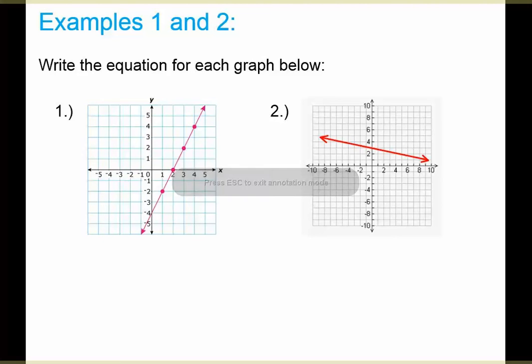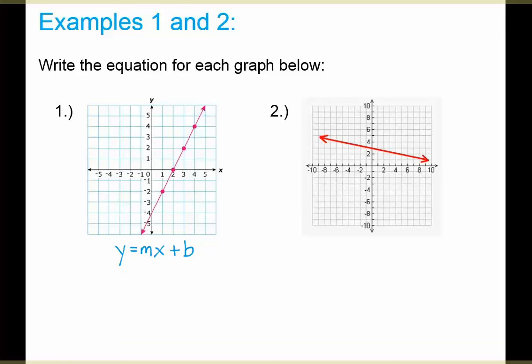All right, let's see how you did. When I do these, it's just like that last problem. I always like to begin by writing down y equals mx plus b. And I strongly encourage you to do the same thing. This will remind you, oh, okay, I just need to figure out what the m value is and what the b value is, and then I'll be able to plug those in and write an equation.